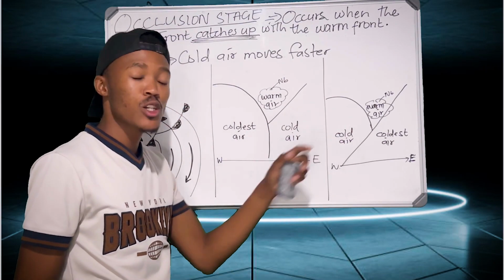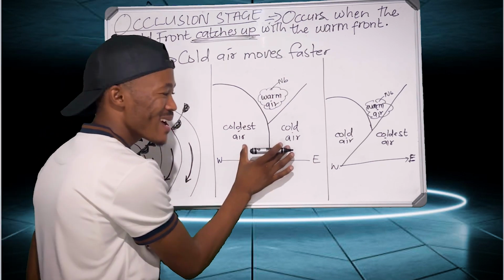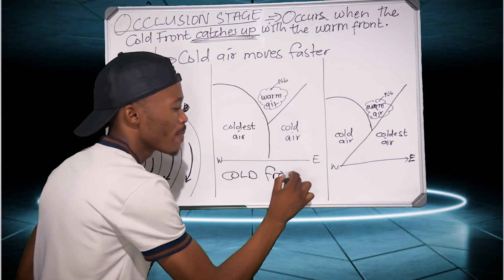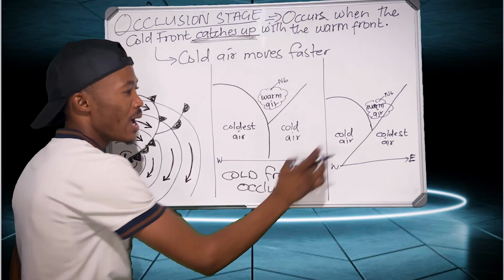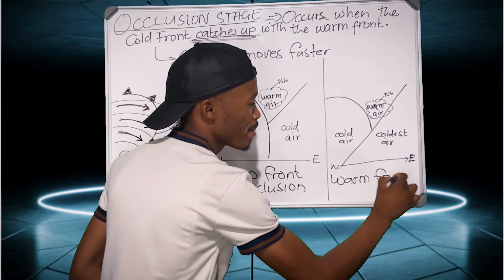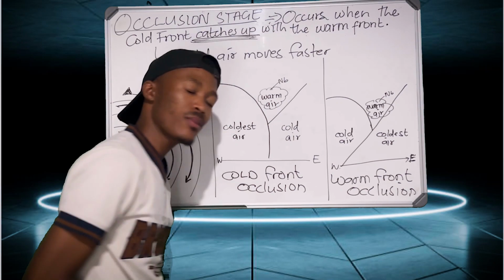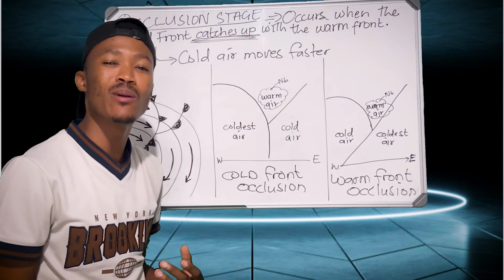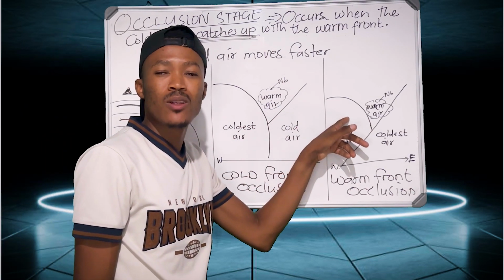These two diagrams here show us those two different types of the occlusion stage. This diagram that we have here shows us the cold front occlusion. And this diagram shows us the warm front occlusion. Now, if you look at these two cross sections, it is easier for you to identify that this is the cold front occlusion and this is the warm front occlusion.